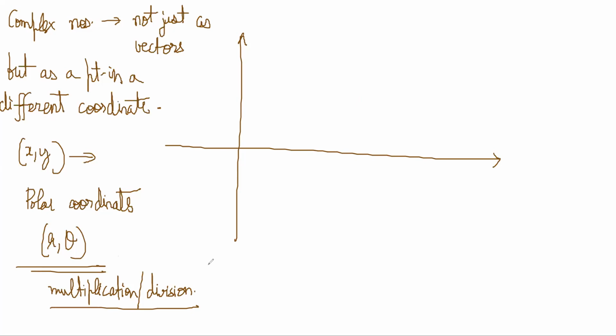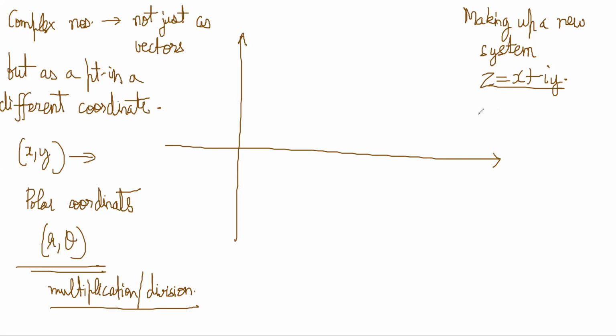Because think about it. If you were making up a new number system called complex numbers, where z is equal to x plus iy, and that was an ordered pair xy. Are you understanding? Yes, sir. Tell me if you are not getting anything. No, sir, I'm understanding.